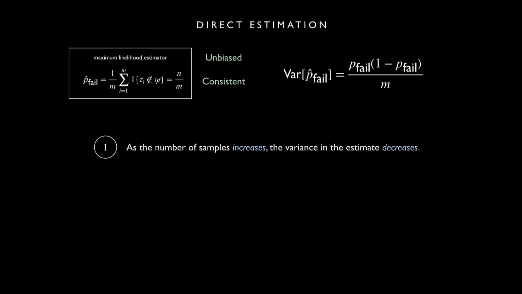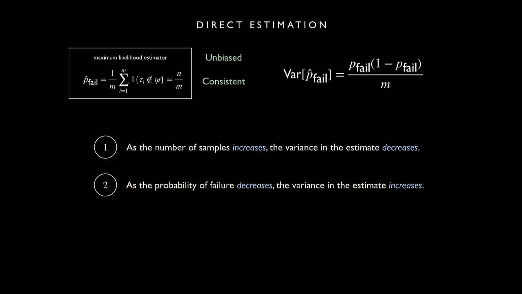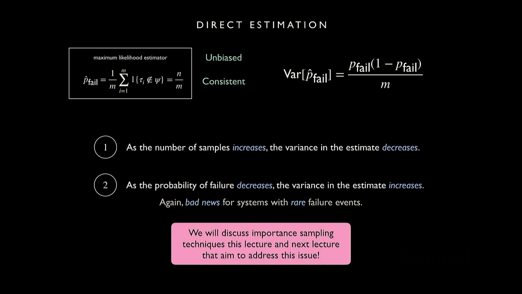Okay, so this is one observation that we can make from this variance, which is that as the number of samples increases, the variance in the estimate will decrease. So this is intuitive. It's like what we were saying, when we get more samples, we typically will get a better estimate of the probability of failure. And then the second thing that I want to observe here is that as the probability of failure decreases, so we typically don't know what it is, but we might know the order of magnitude of the probability of failure of the system that we're analyzing, the variance in the estimate increases. And so this is, again, bad news for systems with rare failure events. And we're going to discuss importance sampling techniques, as I mentioned, that will help us address this issue.